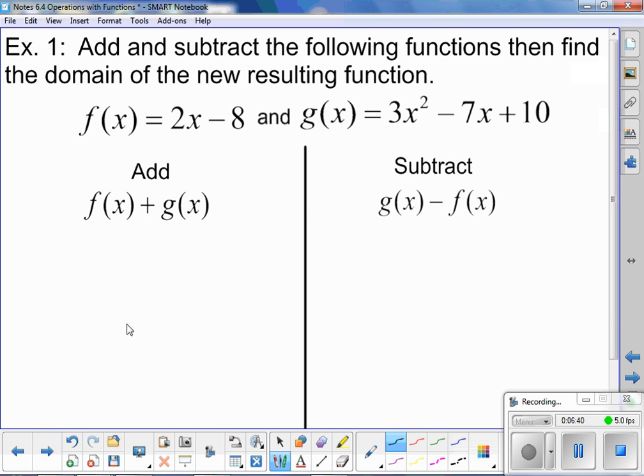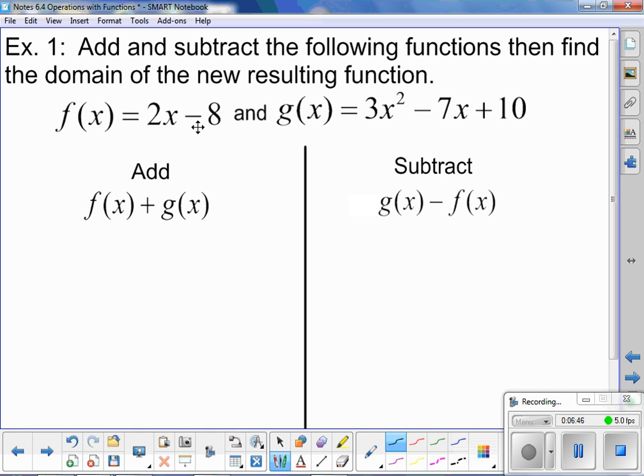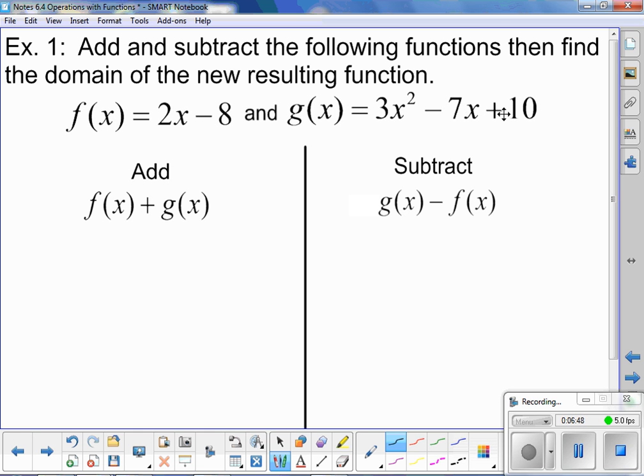All right, so let's get to this. Add and subtract the following functions, then find the domain of the new resulting function. So we got two functions here. We got a 2x minus an 8 and a 3x squared minus 7x plus 10. So what we're going to do is, actually, hold on. I'm going to split these up so it's easier for me to work with.